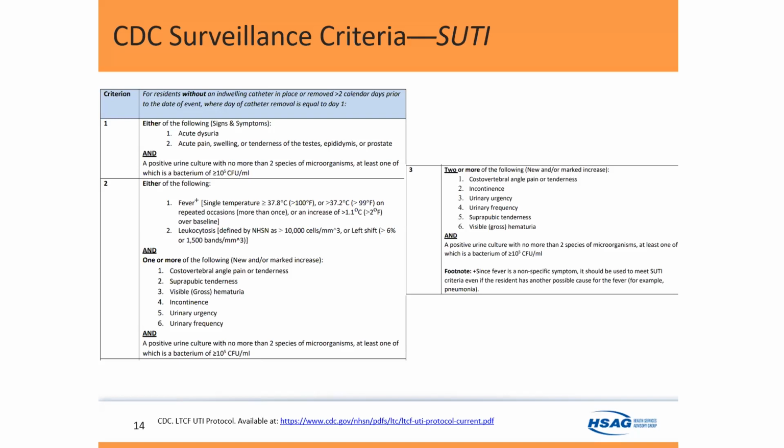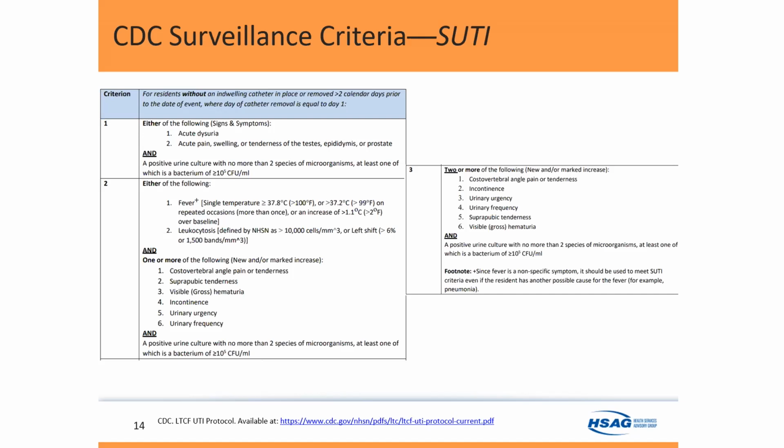So then criterion 2, we've got to have one of the following. We've got to have a fever or leukocytosis, and then in addition to one of these 6 symptoms. So the 6 symptoms include costovertebral angle pain or tenderness, suprapubic tenderness, hematuria, incontinence, urinary urgency, or urinary frequency. So one of those, and then again, we need that positive urine culture as well.